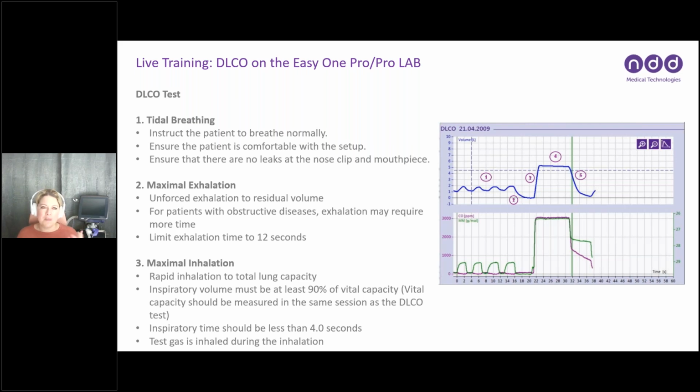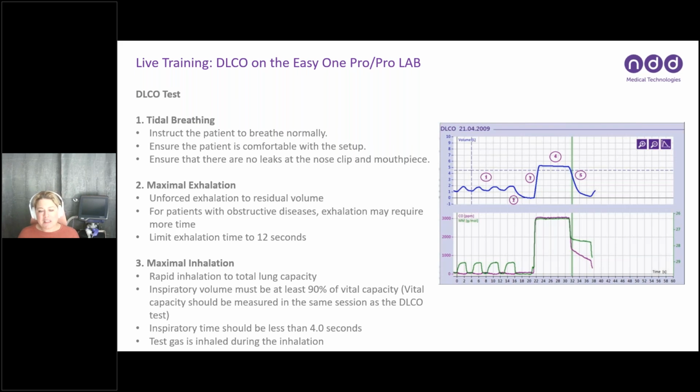So again, I normally have the patients do 3 or 4 normal breaths, just ensuring that they're comfortable. There's no leaks at the nose clip or the mouthpiece while they're doing this. On that second step, we're going to have a maximal exhalation, or we're going to have the patient blow out all their air all the way to the point where there is no more air coming out. So reaching that point of expiratory plateau.